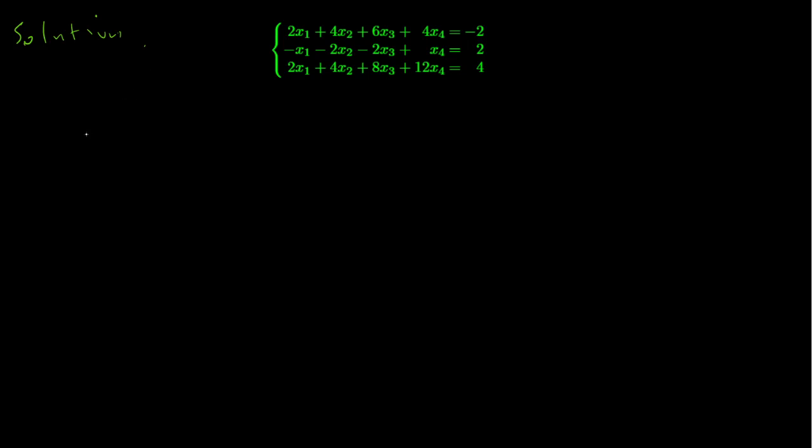We start from the augmented matrix of the system. Each equation determines a row. Each variable determines a column. The first row is determined by the first equation: 2, 4, 6, 4, negative 2.